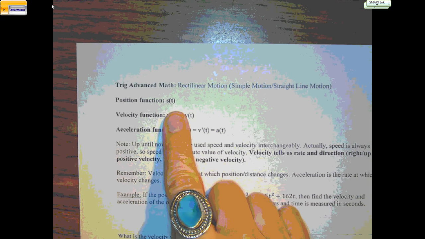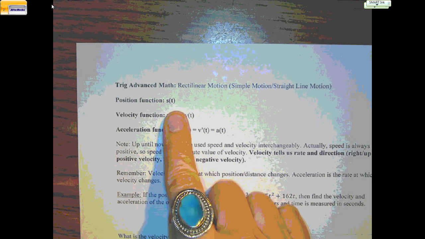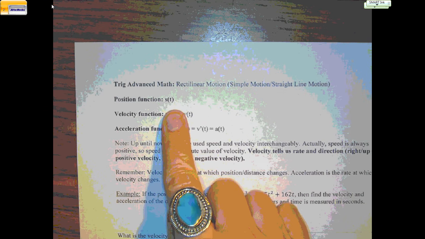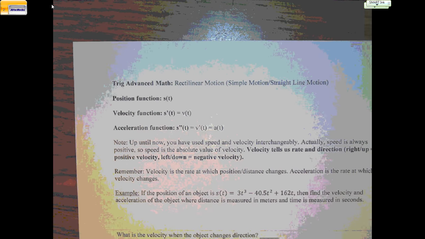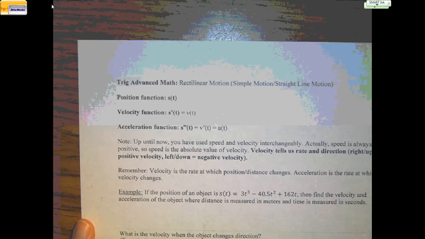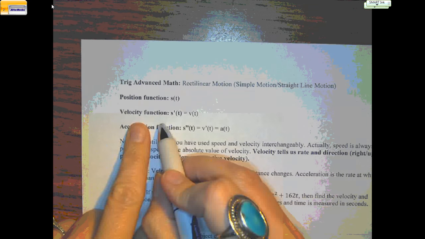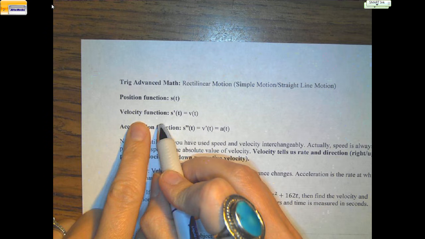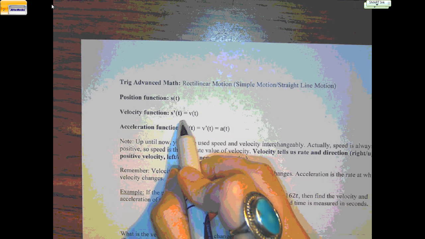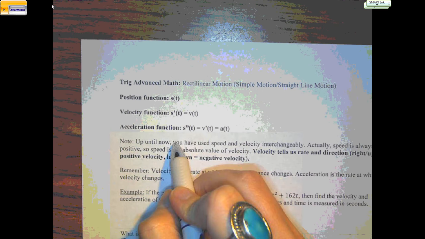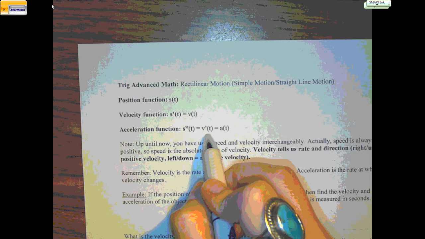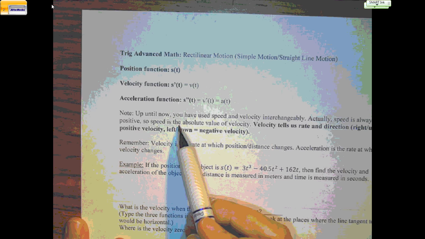S of t is typically what the letters they usually use, and that's our position function. It tells you where the object is at any given point in time. The velocity function, we get our velocity by taking the derivative of S of t. The acceleration function is the second derivative of S, or the derivative of v, and we call it a of t.